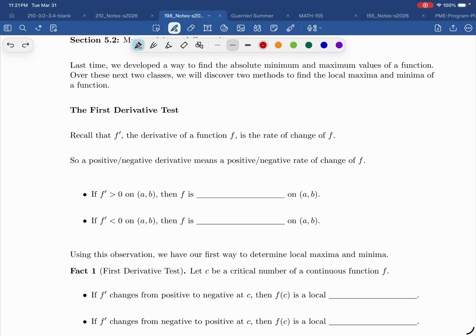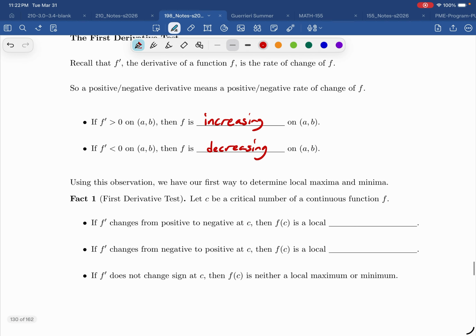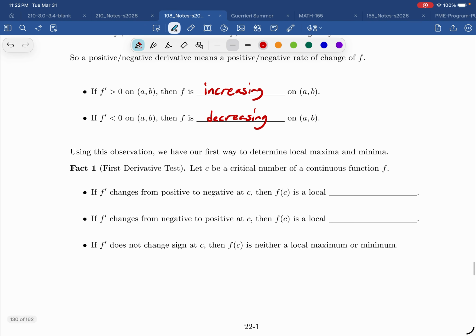Now, first off, remember the derivative is the rate of change of a function. So if the derivative is positive, then there's a positive rate of change, and the function is increasing. Similarly, if the derivative is negative, then there is a negative rate of change, which means the function is decreasing on the interval. So using this, we are going to learn the first derivative test. You don't need to memorize the statement of it, but you do need to know how to use it.